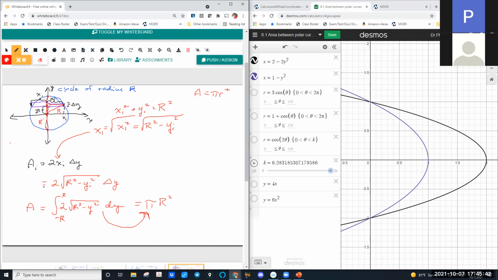But think about what our integral looks like. What technique of integration are we going to need to solve this? Remember, R is a constant. So we have some constant minus y squared under a radical. Do you remember what technique of integration we used for that? I know it's been a few weeks, but it's good to start reviewing this stuff as we get closer to the end. All right, I'll give you a hint. It'll be a trig sub.